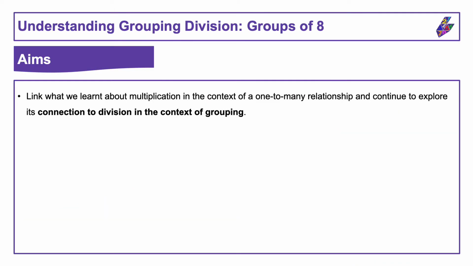In this video, we'll aim to link what we learnt about multiplication in the context of a one-to-many relationship and continue to explore its connection to division in the context of grouping. We'll use this to begin to divide things into groups of 8. We'll use some of the same examples that we used for the multiplication video so that we can more easily see the connections to division.